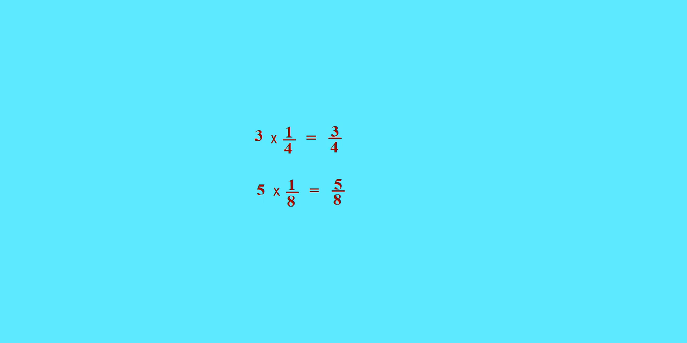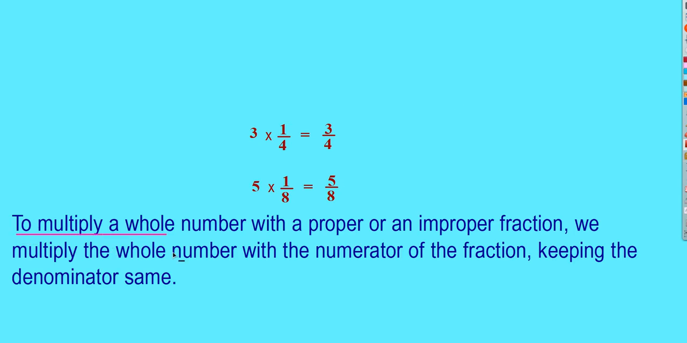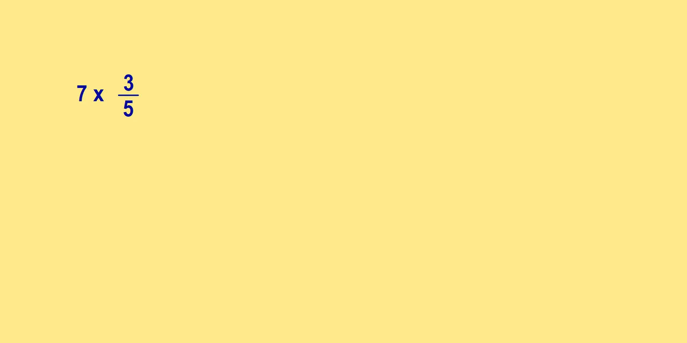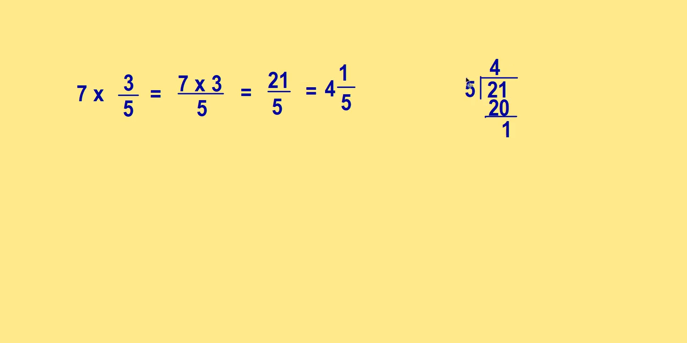So we can write, to multiply a whole number with a proper or an improper fraction, we multiply the whole number with the numerator of the fraction, keeping the denominator the same. Let us look at another example. 7 into 3 by 5. This you can write as 7 into 3 by 5 is equal to 21 by 5. 21 by 5 you can write in a mixed fraction form. 21 by 5 is equal to 4 1 by 5.